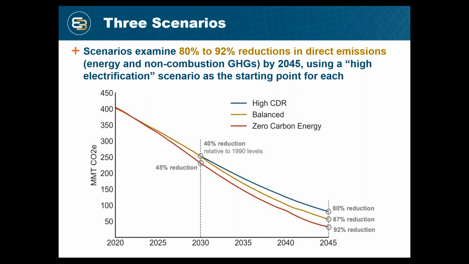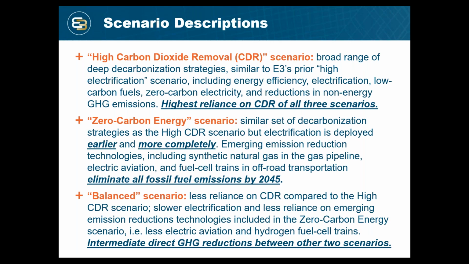You can also see from this figure that the zero carbon energy scenario achieves deeper emission reductions in 2030, getting to a 45% reduction, which is actually going beyond current state statute. So this is kind of the range of scenarios that we are exploring. And again, each of these scenarios is building off of a high electrification scenario as the starting point, and then we're layering on additional greenhouse gas mitigation strategies for each. And I'll talk on the next slide about what those strategies look like.